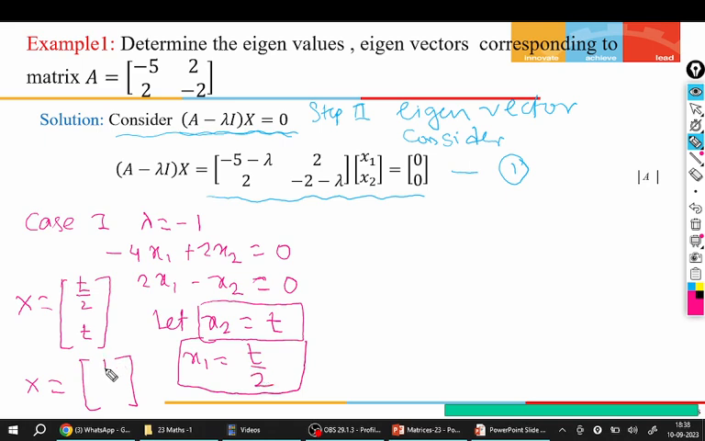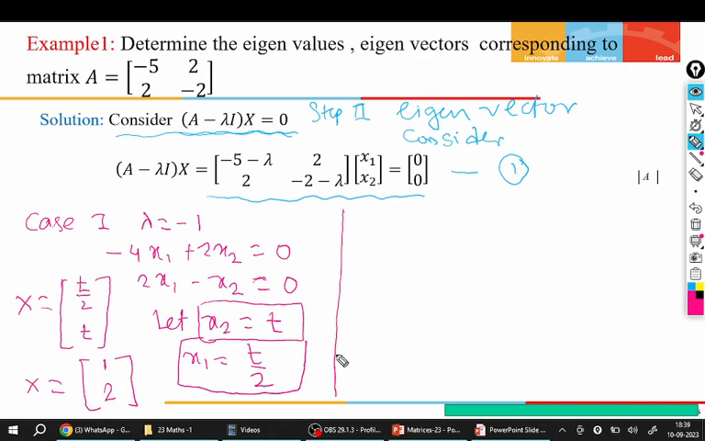So if t is 2, the answer is 1, 2. 1, 2 is an eigenvector. Remember, if I replace t by -2, then the answer is -1, -2. That is also the correct answer. So there are many possible answers: 1, 2, 2, 4, 5, 10, -5, -10, and so on. So that is case 1.